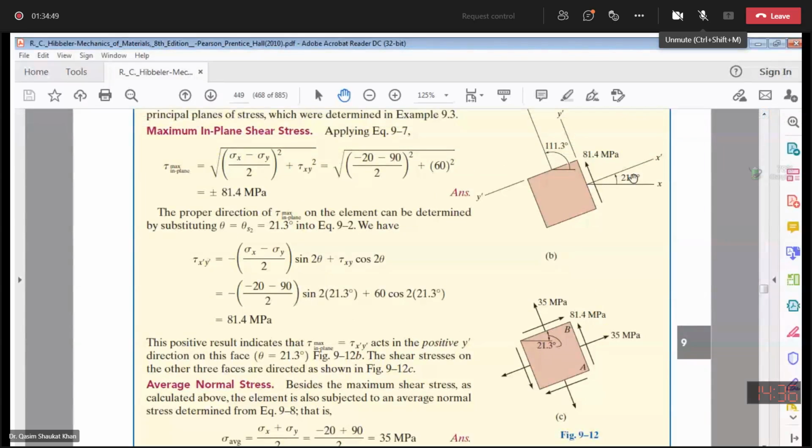You can see this is a 21.3 degrees rotation counterclockwise, then 111.3 degrees. So the difference between theta S1 and theta S2 on the element is 90 degrees. So this is your positive shear stress, the maximum in-plane shear stress. And the average normal stress, you can see they are representing it here, the stress about the x dash and y dash axes. So please note down these two figures as well.